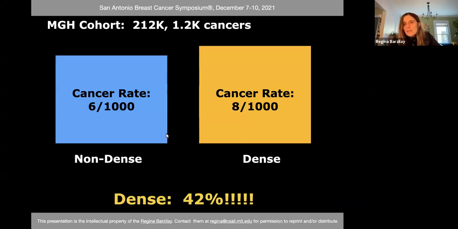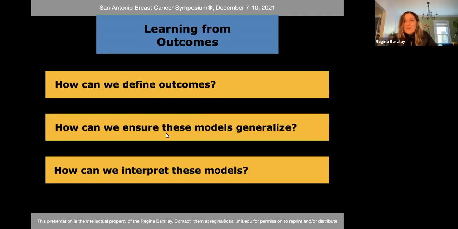And here we did the analysis on 200,000 patients from MGH, and you can see that in non-dense women, you have 6 out of 1,000 cancer, and in dense women, 8 out of 1,000 cancer. But at the same time, 42% of the population, at least in that cohort, has dense breasts. So it's really hard to do something meaningful when you're saying to almost half of the female population that they're at high risk.